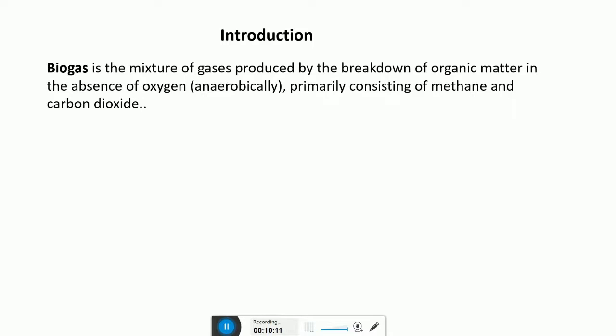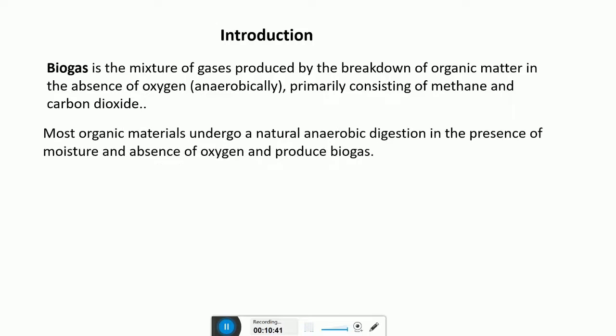Biogas is the mixture of gases produced by the breakdown of organic matter in the absence of oxygen. So in short, it is produced anaerobically, primarily consisting of methane and carbon dioxide. Or in other words, biogas is a mixture containing 55 to 65% methane, then 30 to 40% carbon dioxide, and the rest being impurities like H2, H2S and some N2.